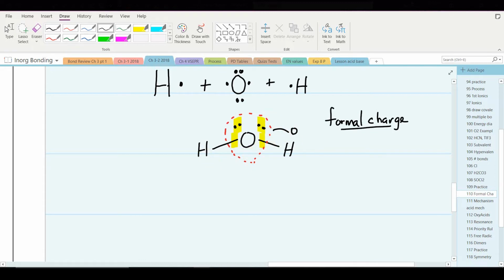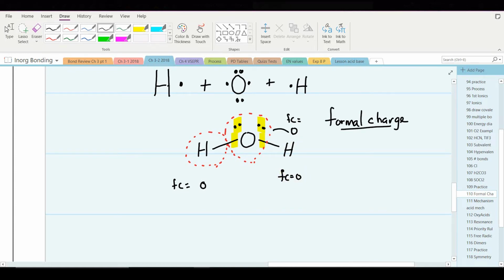What about hydrogen? We know that it shares 2 electrons. It has a full valence shell, but how many electrons does it own? Well, it owns half of what it shares, so it owns 1 electron. Each of these hydrogens has a formal charge of 0. I'll put Fc equals 0. Likewise, this hydrogen, formal charge equals 0. It's an important concept.